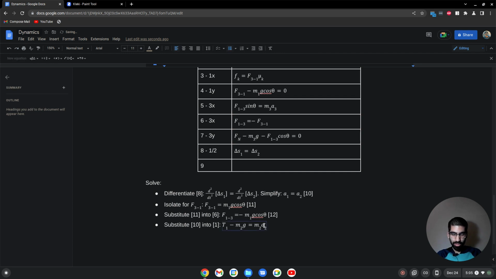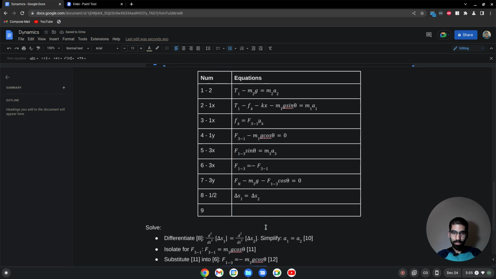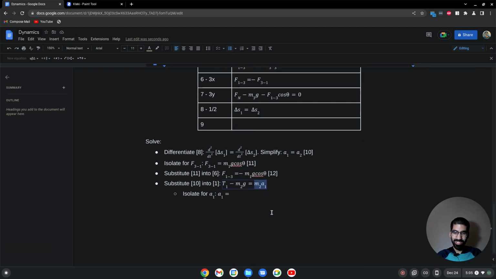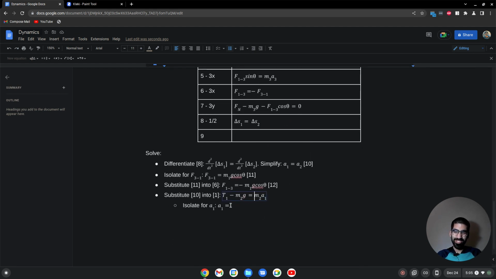So we have a2 to a1, here we are. And let's also isolate for a1 here before we carry on. So to isolate for a1, I'm just going to divide both sides by m2, right?